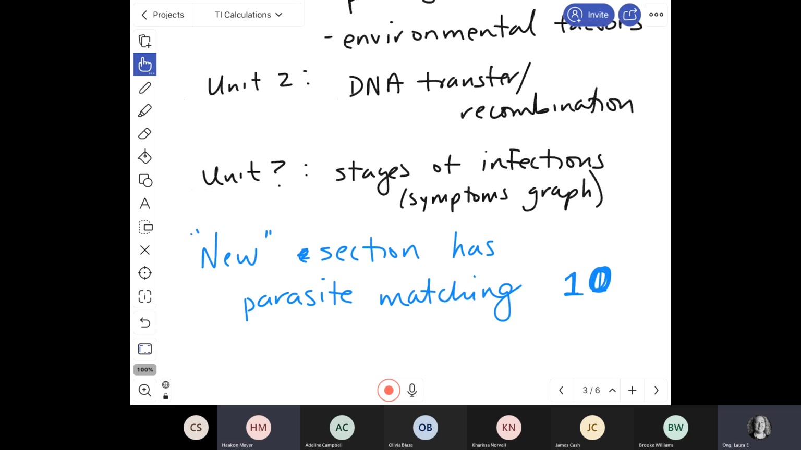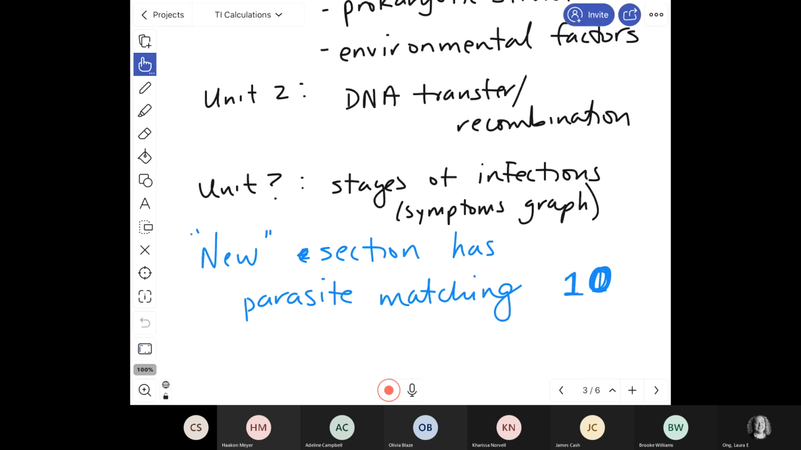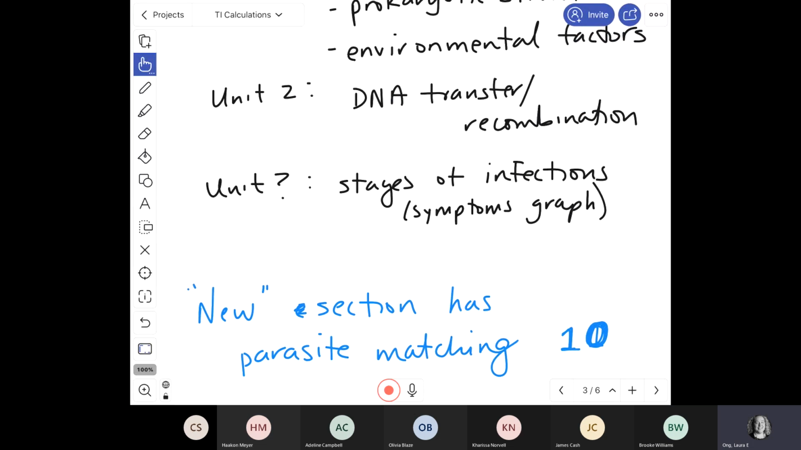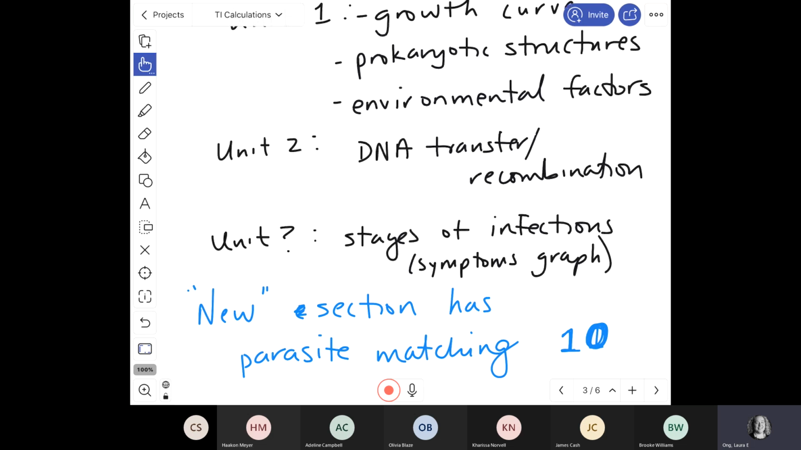So when you're studying for the cumulative section, the possible graphs would be the graph of stages of infection that people feel, and then a growth curve type of graph. I have a question about how we are supposed to draw this on the exam? That's a really good question.